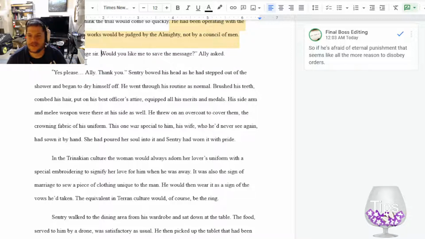End of message. Would you like me to save the message? Yes, please, Ali. Thank you. Sentry bowed his head and stepped out of the shower. Went through his routine as normal. Brushed his teeth. Oh, coach, she'd poured her soul into it, and Sentry had worn it with pride.